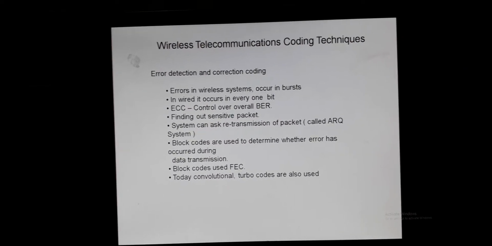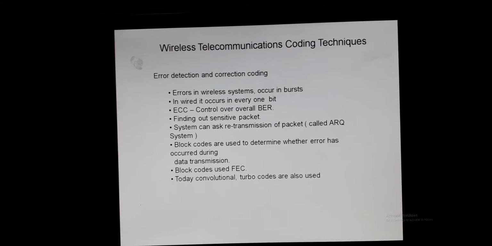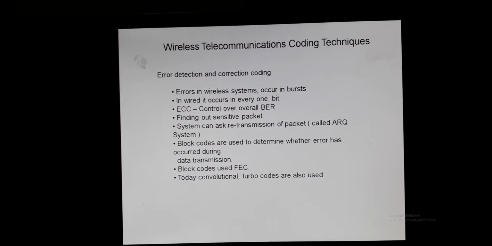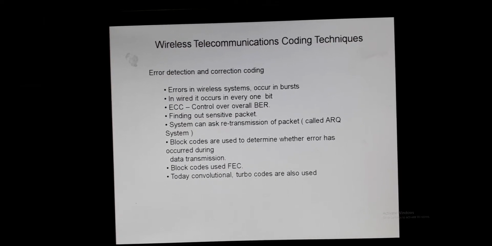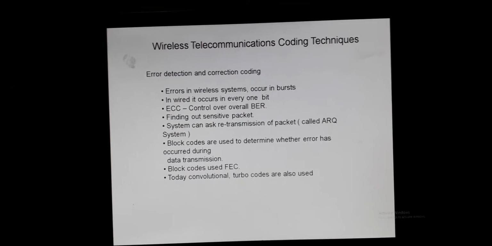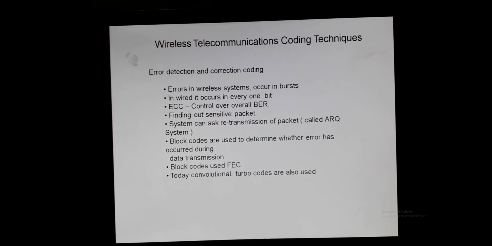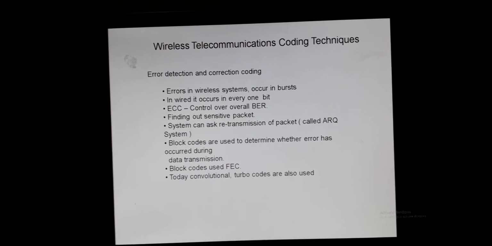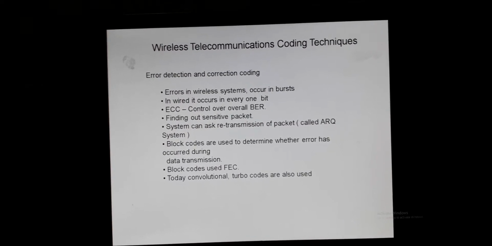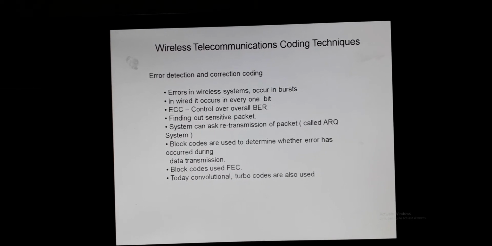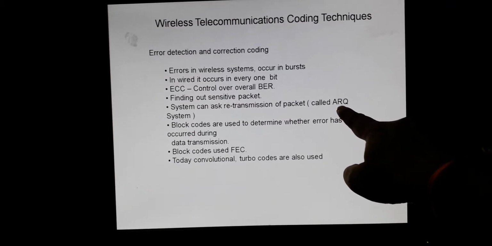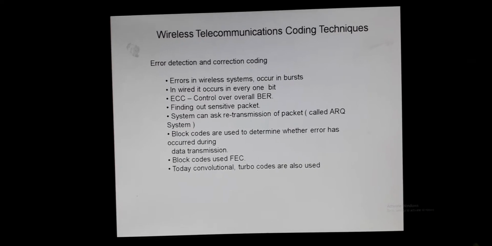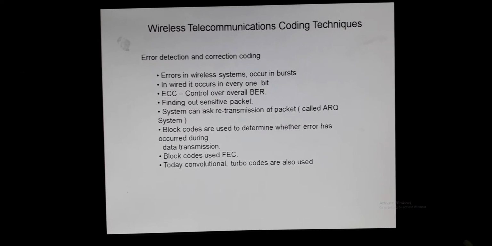Error detection and correction coding is very important in wireless communication. Error control to maintain overall bit error rate is very important. There are some codes like block codes which are used with the forward error correction method, and if you lose any transmission packet, it will be retransmitted. That is known as the ARQ system, that is automatic repeat request system. Now we are using convolutional codes, turbo codes also.